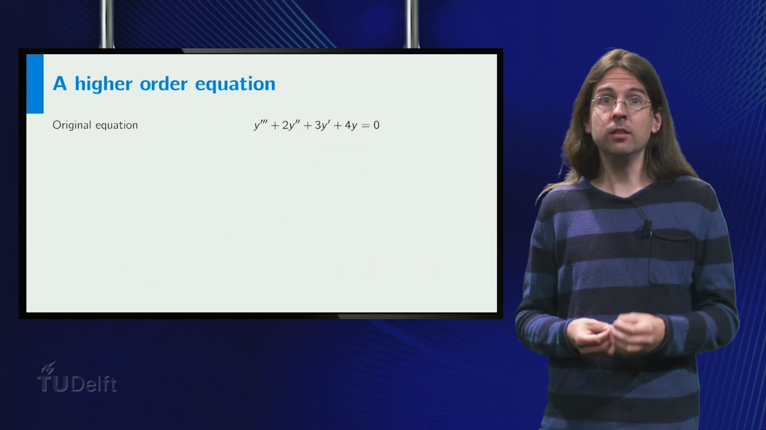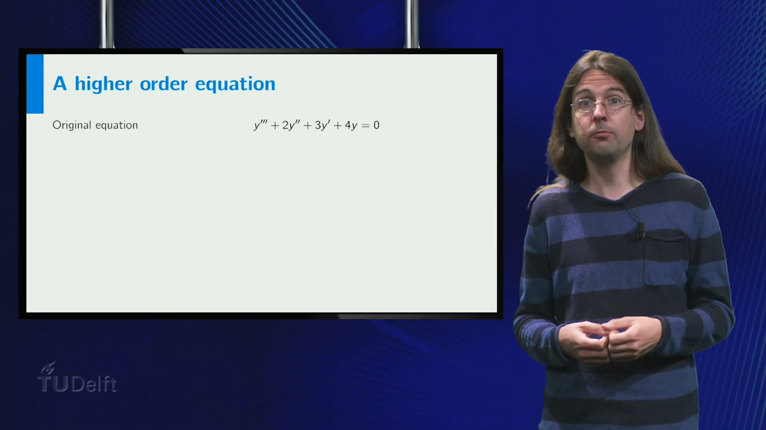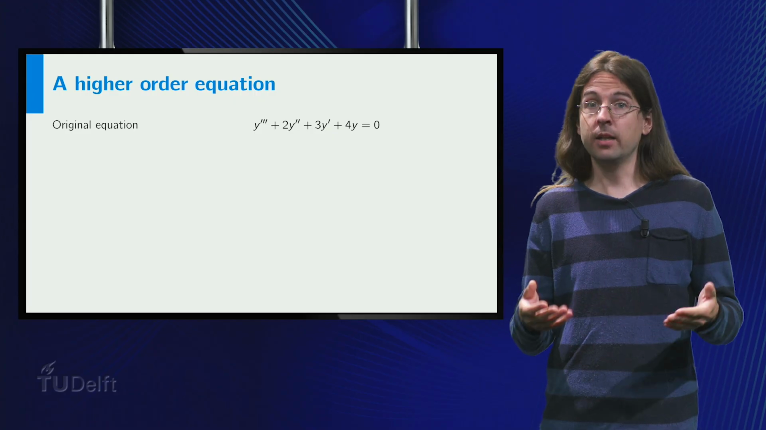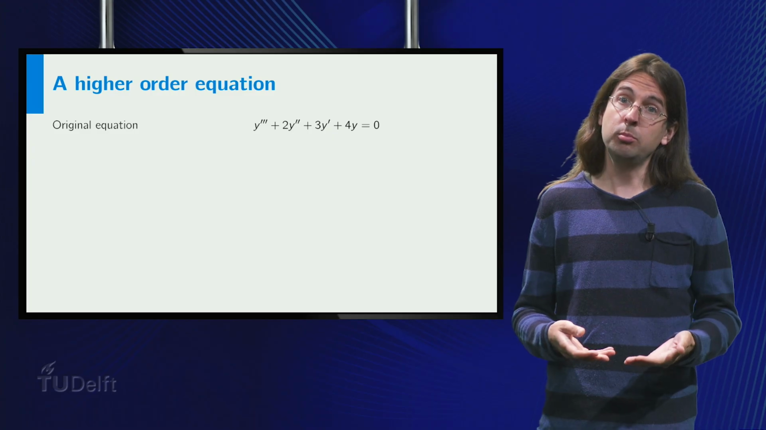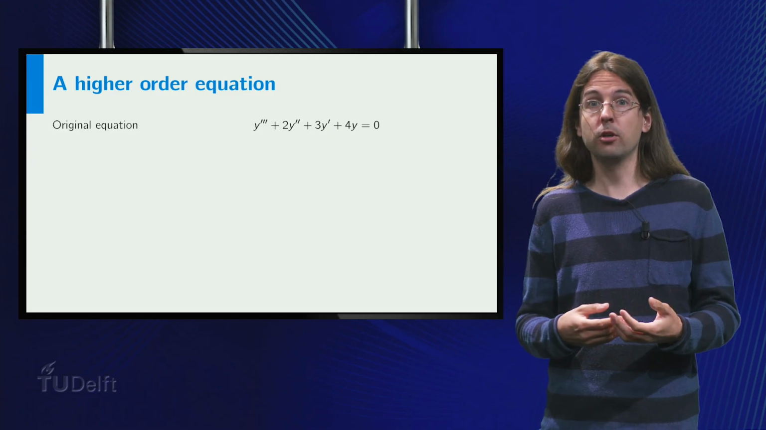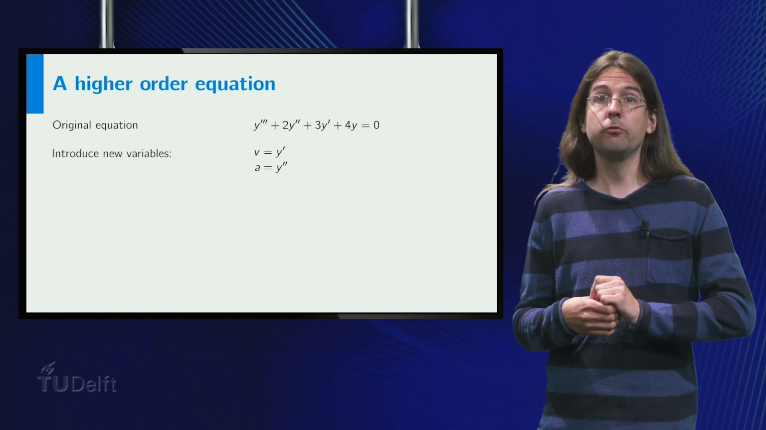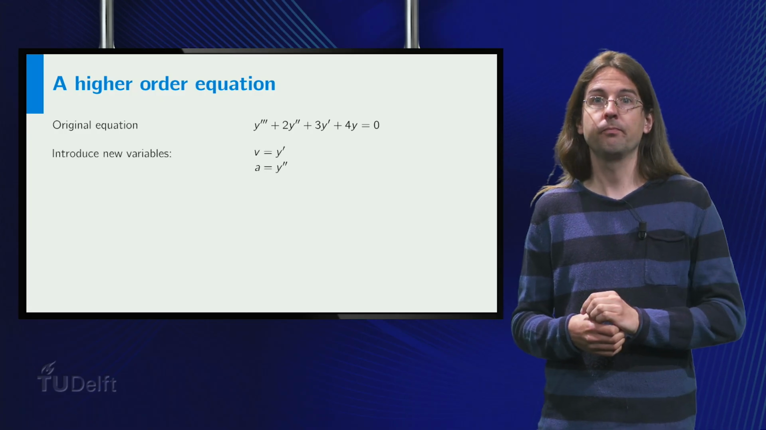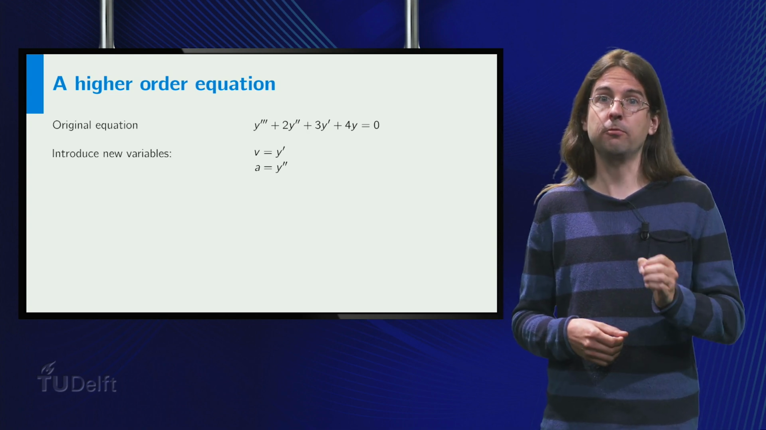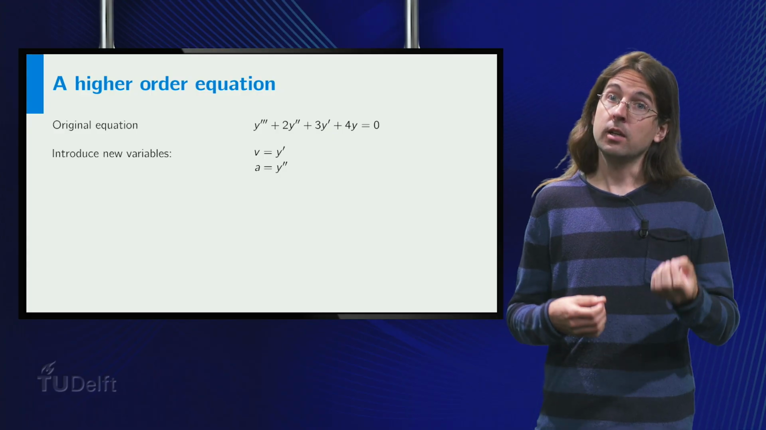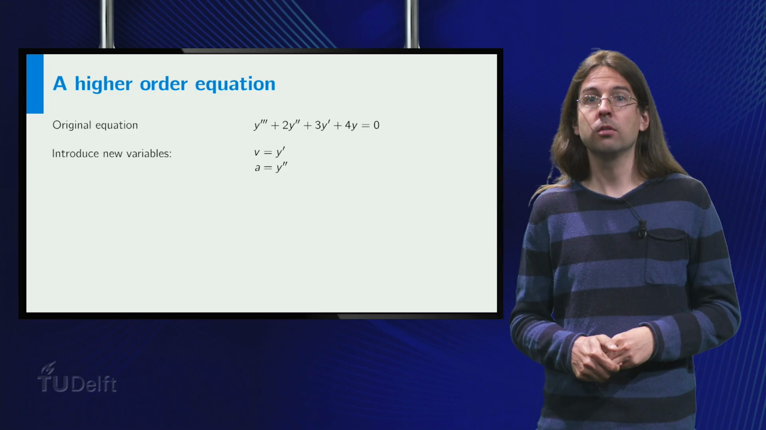The technique we used here to change a second-order differential equation into a system of first-order differential equations can be done for any linear higher-order differential equation. As an example, we consider the third-order differential equation on the screen. The first step is to introduce new variables, y prime and y double prime. We stop at the second derivative, which is one less than the order of the differential equation. If we include y, this means we have three variables, as many as the order of the differential equation.